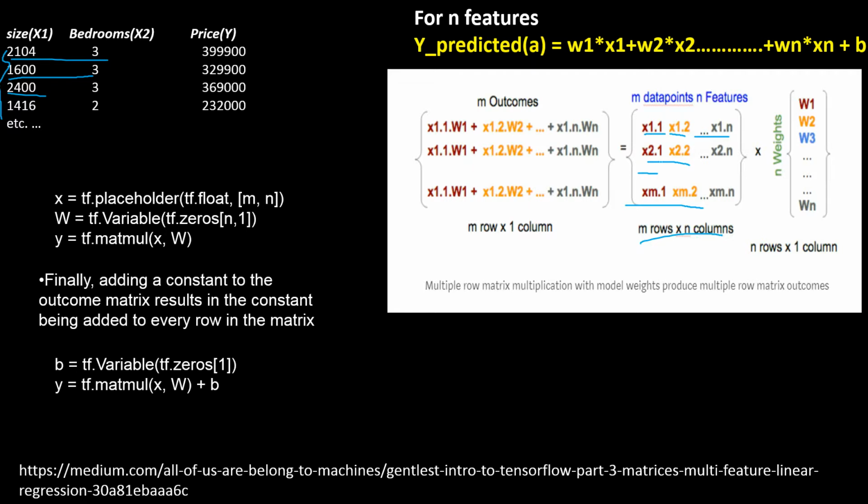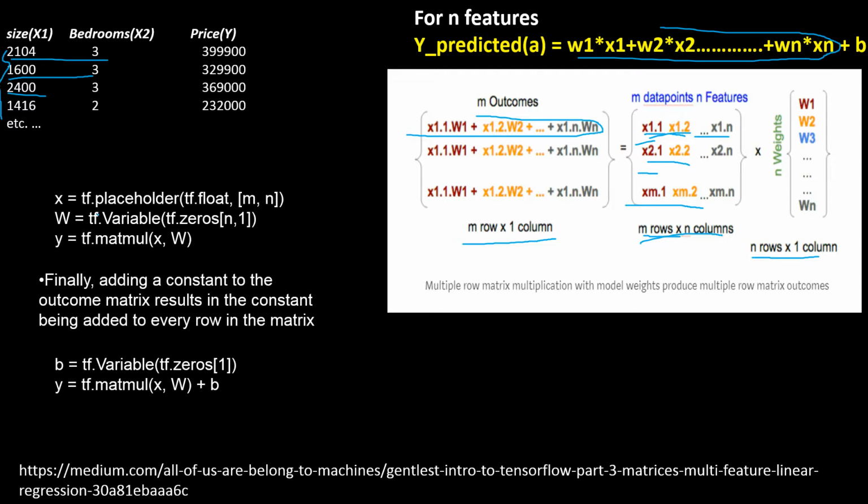Here the shapes will be m rows by n columns and n rows by one column, and we can easily do matrix multiplication of these. This row will multiply and add up with this column, then the second example will do the same, and so we'll get m rows by one column, where each row represents one output. This is without adding the bias.